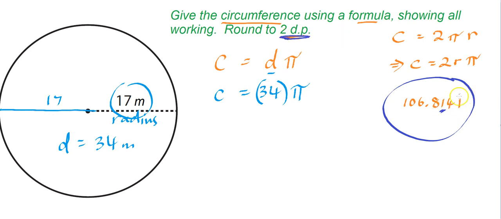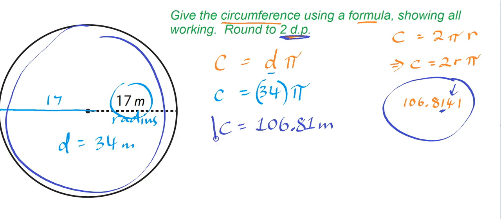So here, we look here, it's from 0 to 4, therefore this 1 stays as it is, it doesn't go up to 2, and so we know that the final answer, the circumference of this particular circle, is 106.81 meters. It's circumference, which is a measure of length, so it doesn't need to be squared, and that's the final answer.